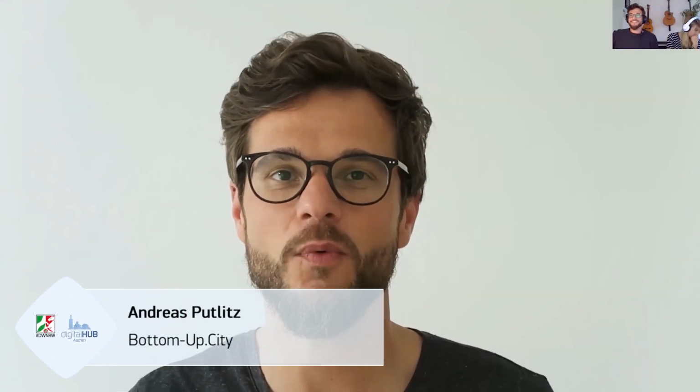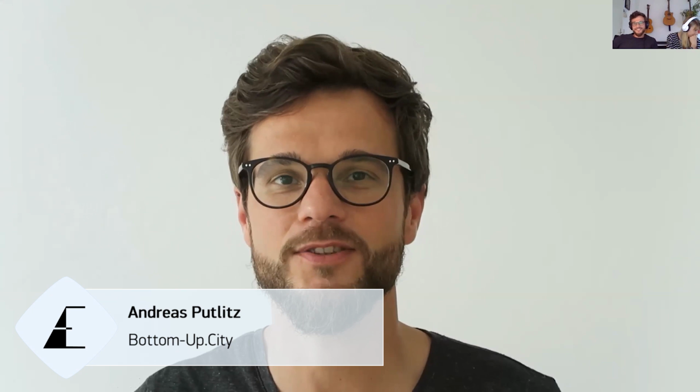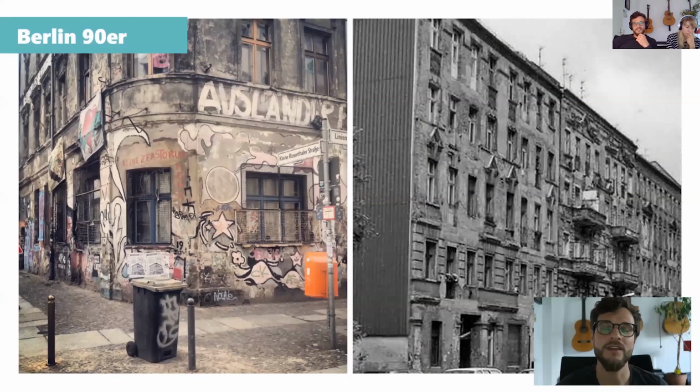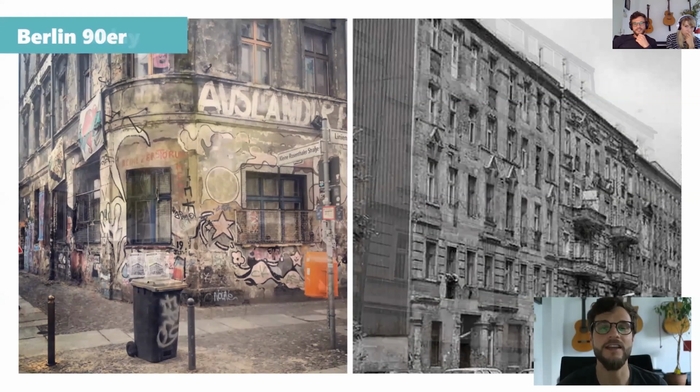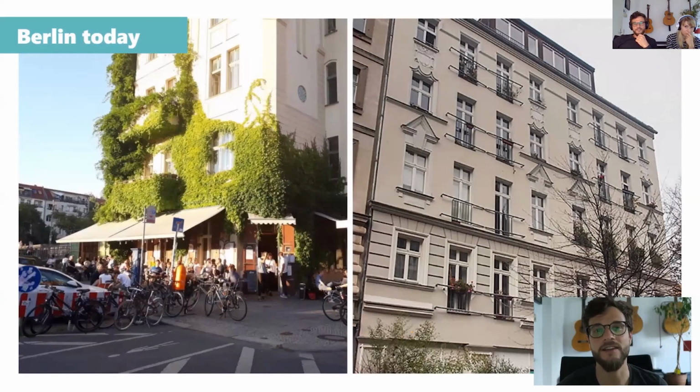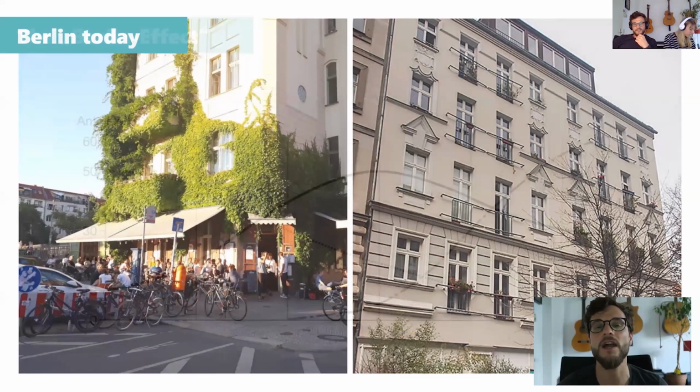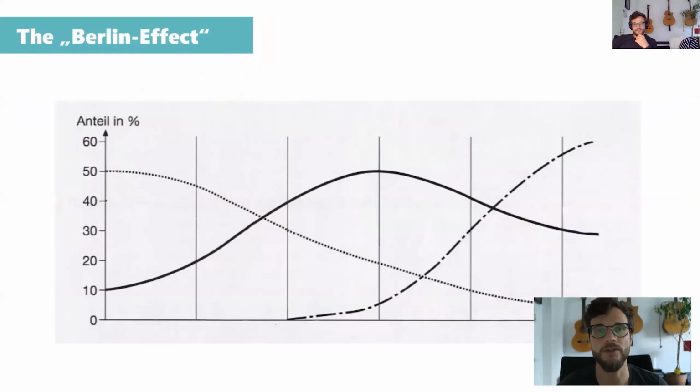Andreas from Bottom-Up.City, yes. And today I'm going to show to you how we are planning to revolutionize urban development. So let's have a look into the presentation. And let's get right to it. This is Berlin in the 90s, and this is how Berlin looks today. But this phenomenon of rapid neighborhood improvement does not only happen in Berlin, but pretty much everywhere in the world. This effect takes place in a very similar fashion every time.